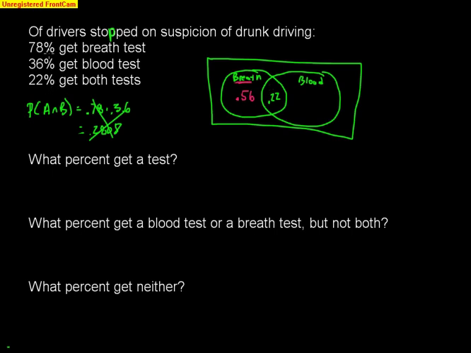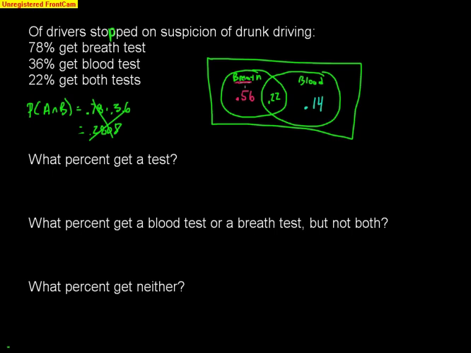Same thing with the blood over here. 36% get a blood test. Well, 22% is already accounted for in both. So if I do 0.36 minus 0.22, I get 0.14. That would be blood test only, not breath. So we got breath tests only, both, and blood tests only. That would be my OR, because remember, my OR would be represented by breath, blood, or both.